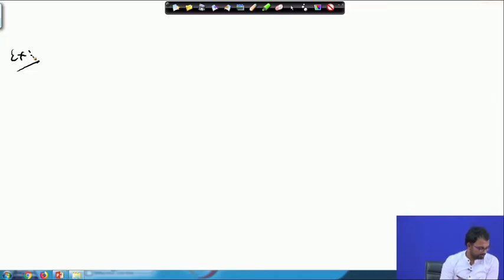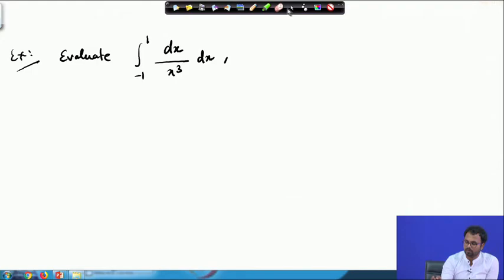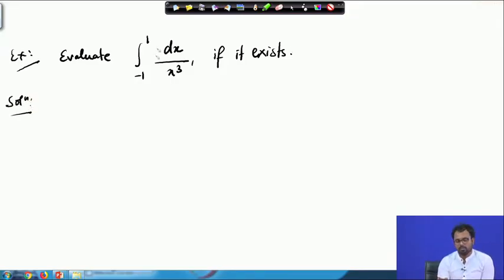let's say, of this type. So evaluate integral from minus 1 to 1 dx by x cube, if it exists. So first of all, let us see the type of this integral.